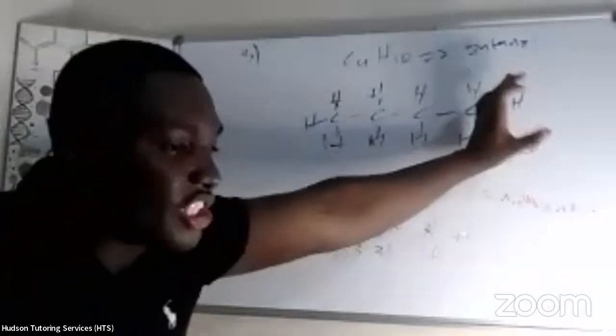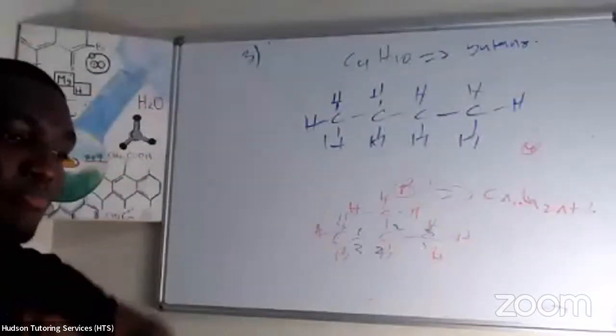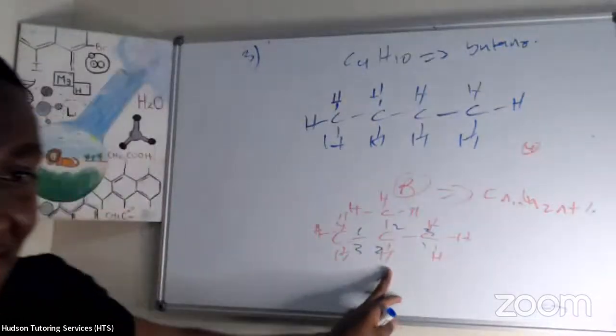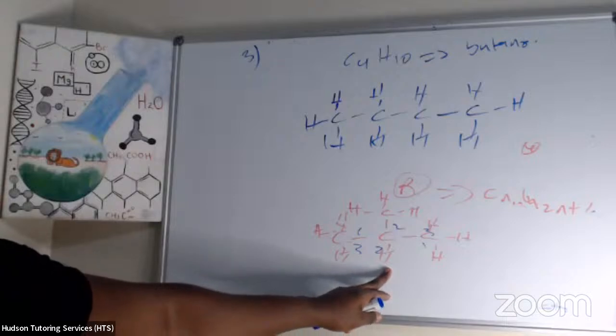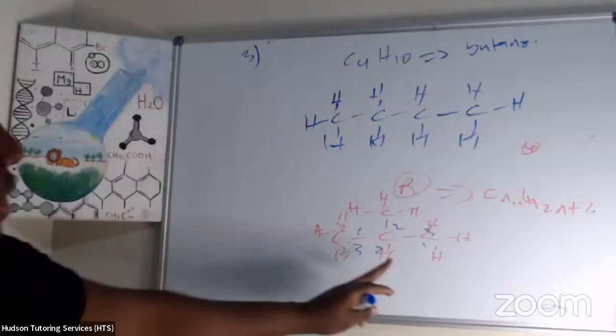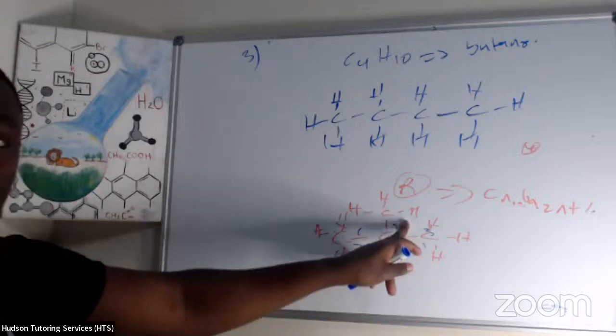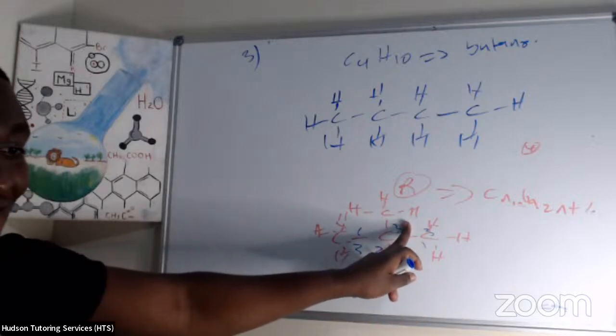This one is a straight chain. This one is branched. We're all following? So far, so good. And of course, if we want to name this, let's look at naming it. I would name it by numbering from left to right, and we look at the position of the R group or the branch group.